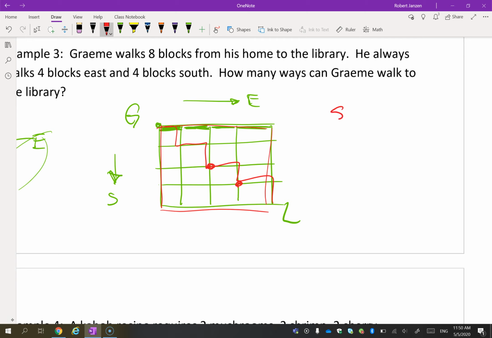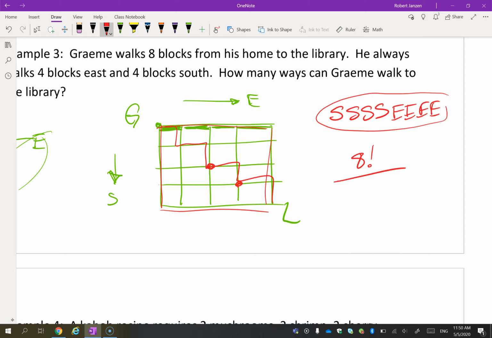What I know is that he has to go south 4 times, and he has to go east 4 times. He has to walk 8 blocks. So if you think of these as being letters, he has to walk 8 permute ways. Like it could go south, east, south, east, or south, south, east, east. There are many different ways. There are 8 factorial ways for him to travel. But 4 of them are identical. There's 4 times he travels south, and there's another 4 times that are identical when he travels east.